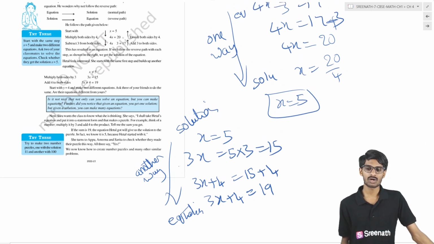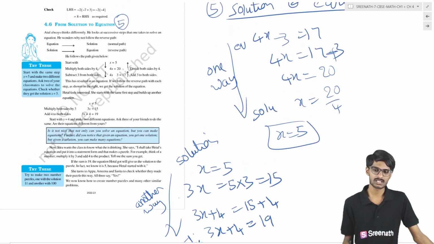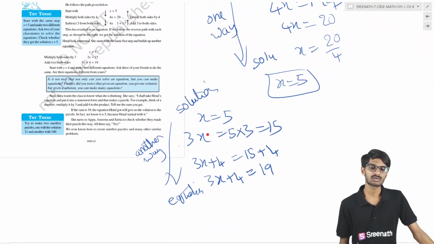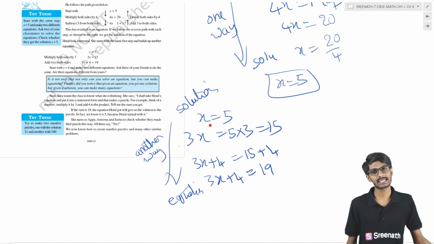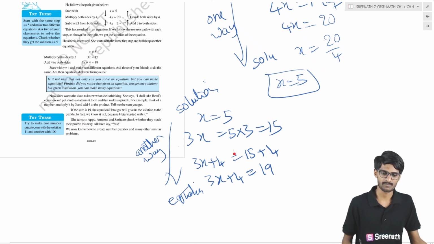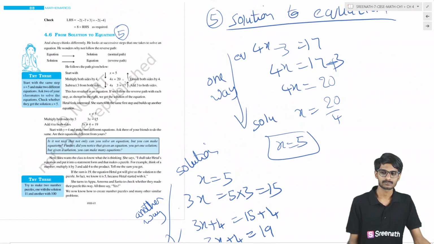So what is the difference? We can start in this way also. If you want x equal to 4, basically the answer is x equal to 4, but he has taken x equal to 5, and in this way he has gotten another equation. So one thing is, in this process you will get only one solution.